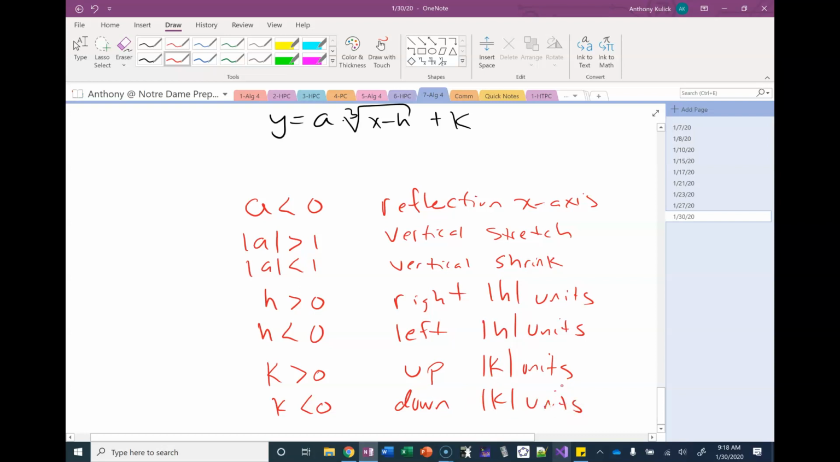If K is 0, what happens? Doesn't move. If H is 0, what happens? Doesn't move. If A is 1, what happens? Nothing happens, right? Can A be 0? No, right? If A was 0, you just have K left, right? So A can't be 0, just FYI.